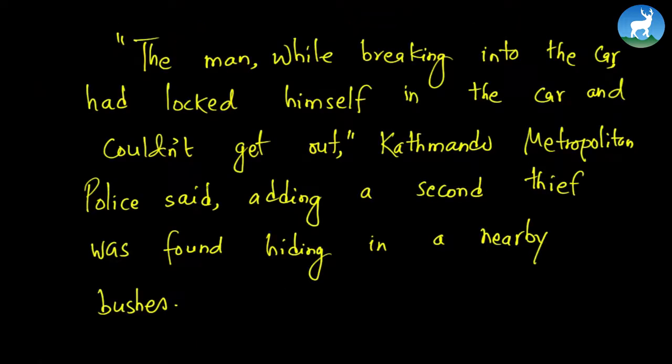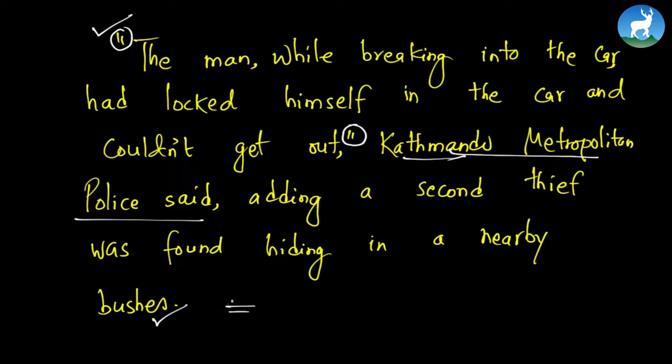Let us now go on studying this news report. We come to this part. So remember the use of quotation marks. That's why this part is called quotation. Very good. The man, while breaking into the car, had locked himself in the car and couldn't get out, Kathmandu Metropolitan Police said. Who said? Kathmandu Metropolitan Police said, adding a second thief was found hiding in the nearby bushes. So this is what we call quotation.